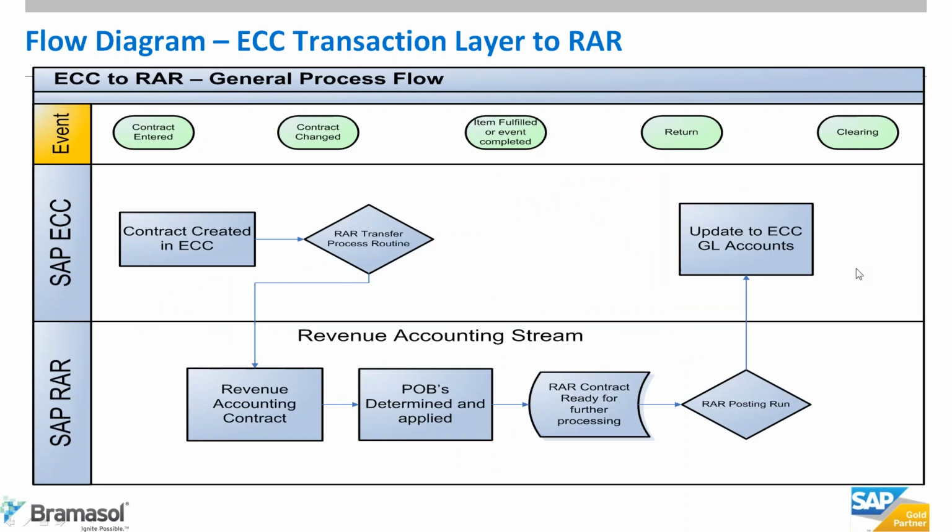Okay, so let's talk about sort of how things move over to RA, and this is sort of the standard world out there. One is we have our events, whether it's contract entered, changed, item fulfilled, return, clearing. It's contract ECC. There we go. Hans, if you're out there, I muted you, by the way. So the contract's created in ECC, a transfer routine occurs, and then away we go.